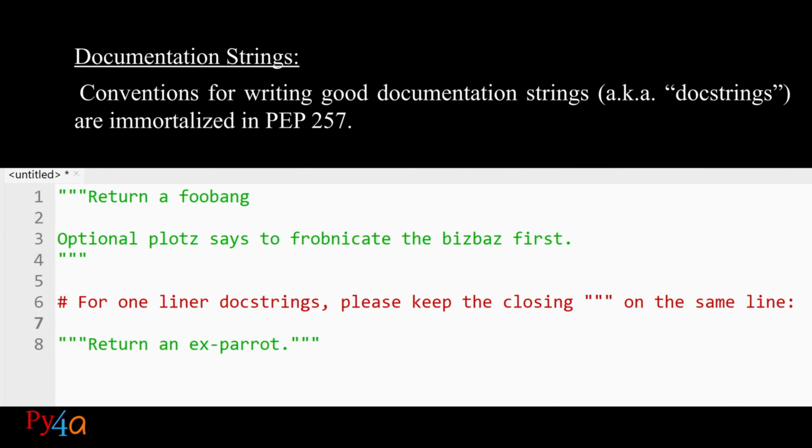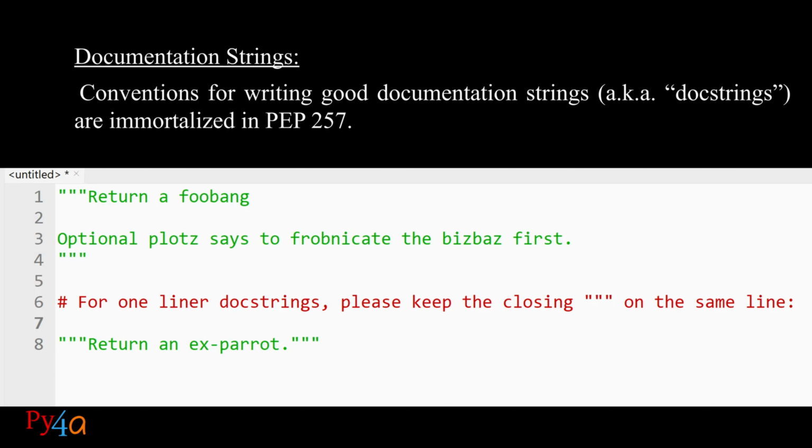Look at this example in this code snippet. You see, the documentation string begins with a triple quotation mark followed by the content. Here we have "Return a foobang" and then it breaks down into the next line. "Optionally plot" says "fabricate biz bar first", and then there's a closing of that docstring with the same triple quotation mark on the next line. Here you can either use the double quotation mark or the single quotation mark, but whichever one you use, ensure that you are consistent throughout your code.